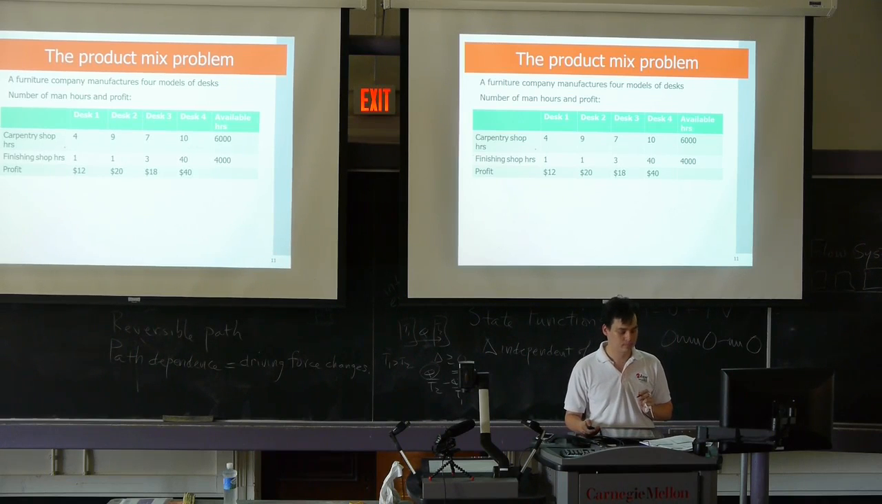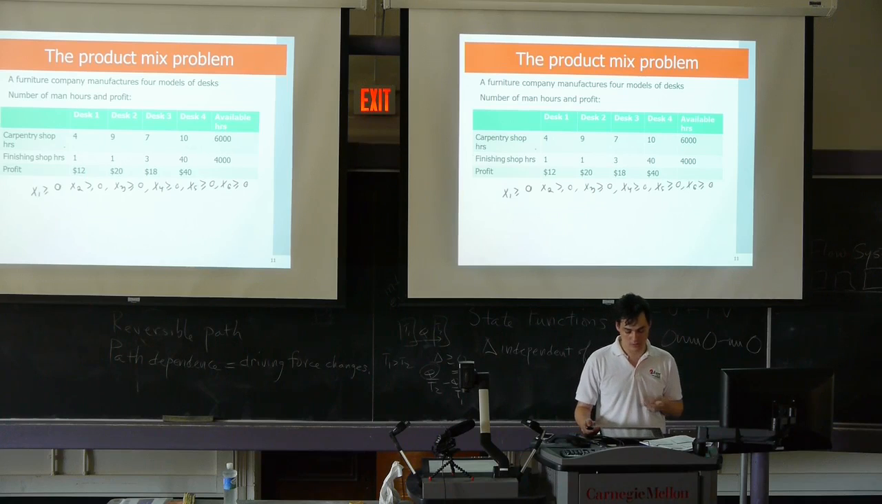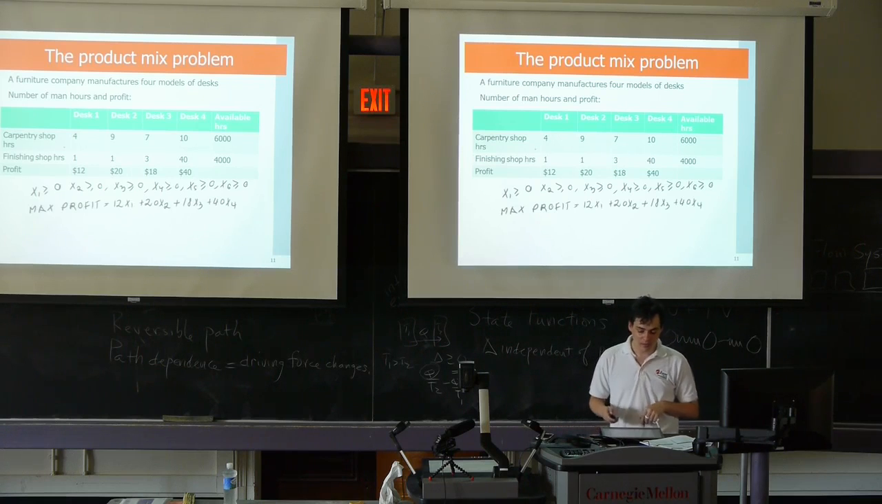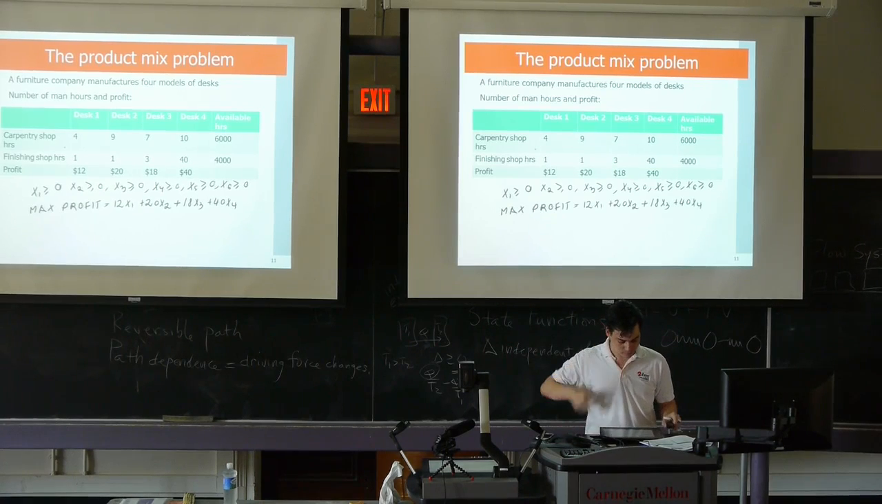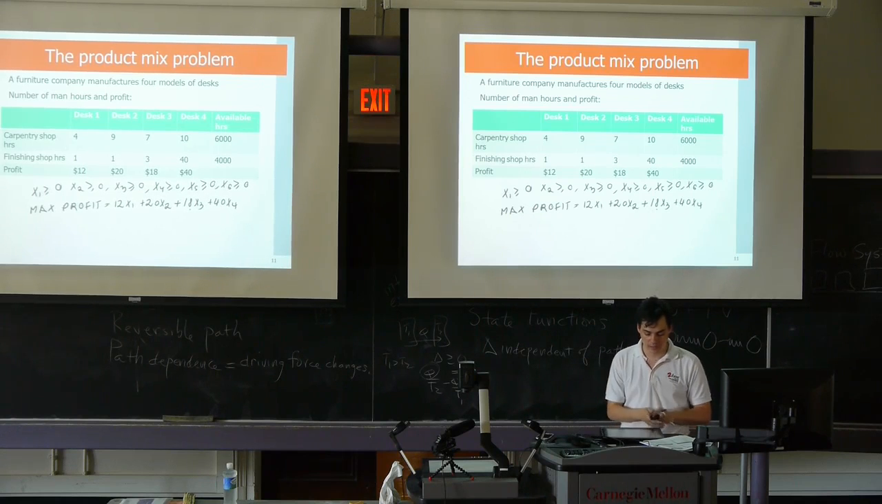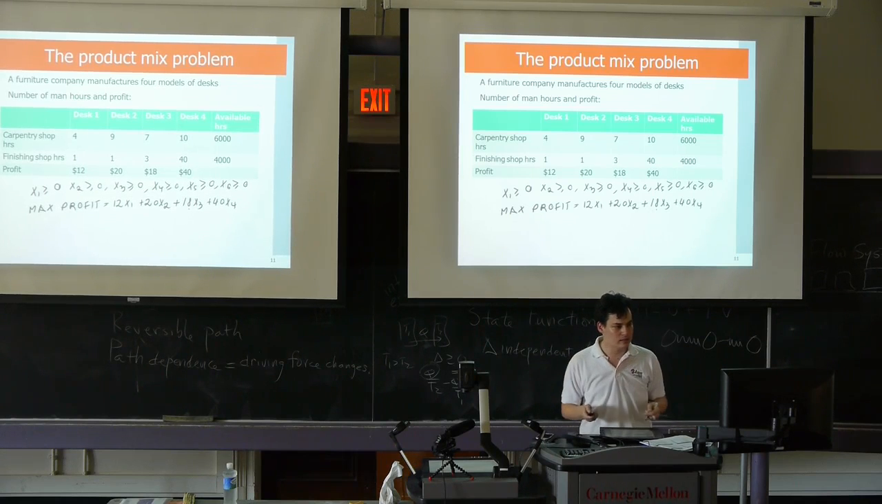Is it clear? Okay, and the solution is this: we will produce X1, X2, X3, X4 desks. And the maximum profit would be 12 times X1 plus 20 times X2 plus 18 times X3 plus 40 times X4. Right? So this is what you want to maximize.